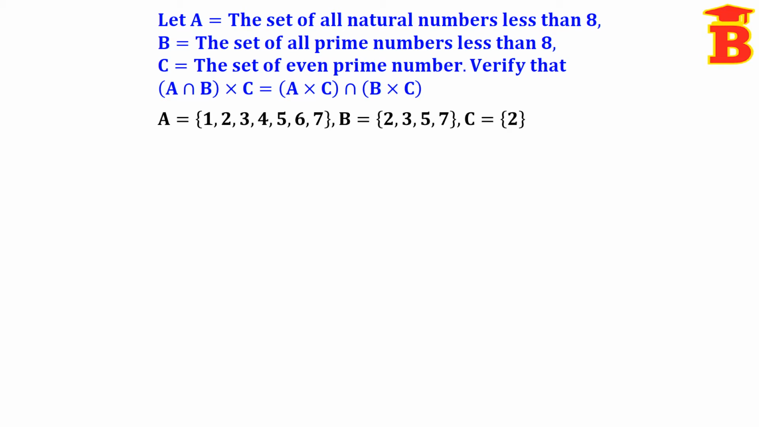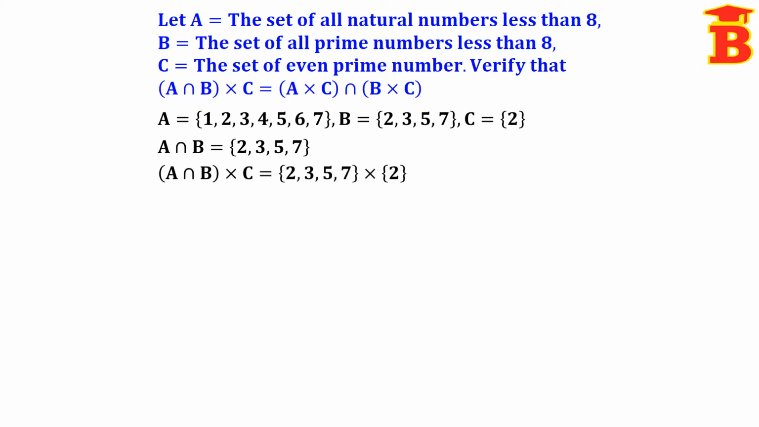First let us find the left hand side. Take the bracket first, that is A intersection B. See the sets A and B. We have to write the common numbers only. Here we have the common 2, and then 3, and then 5, and also 7. So the common numbers are 2, 3, 5, 7.